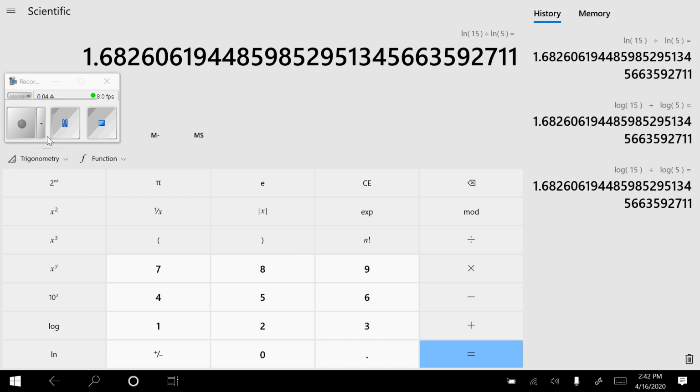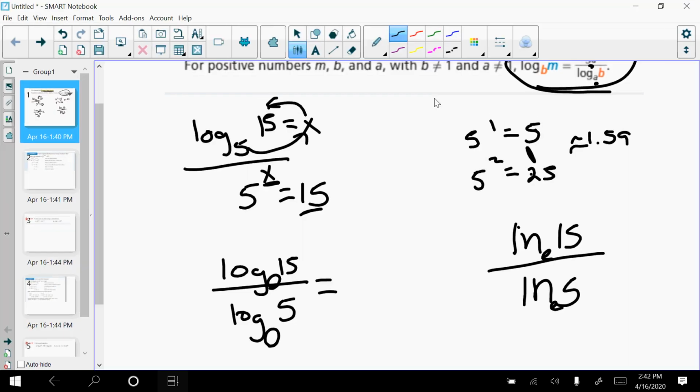All right. So that is called the change of base formula. Very, very, very useful. So you can use that anytime. A little trick to get you answers.